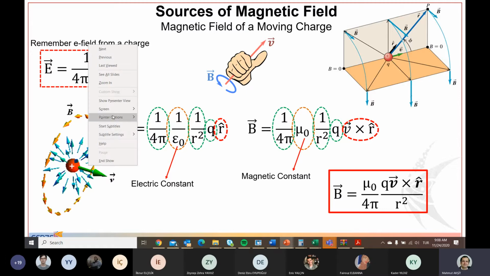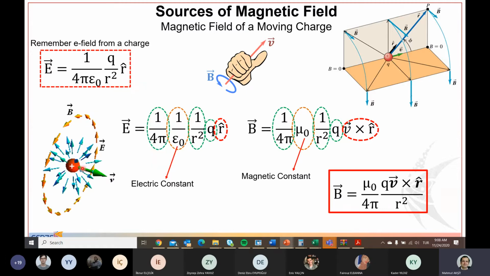For a moving charge, for example, here, the E field doesn't change. It's not related to movement. It's in the radial direction. But as you are moving it, what's really happening is the B field, the magnetic field, is not parallel to the E field, but it's going to be a cross product of the velocity vector and the radial direction. So at every point, the magnetic field will be pointing in different directions.